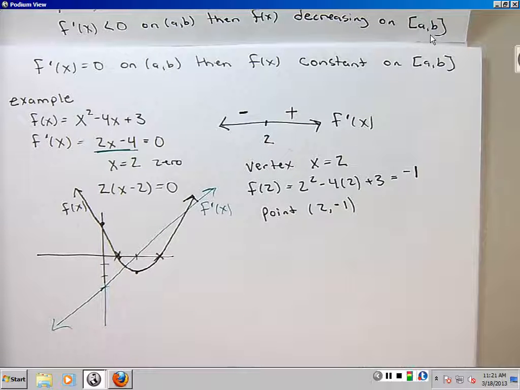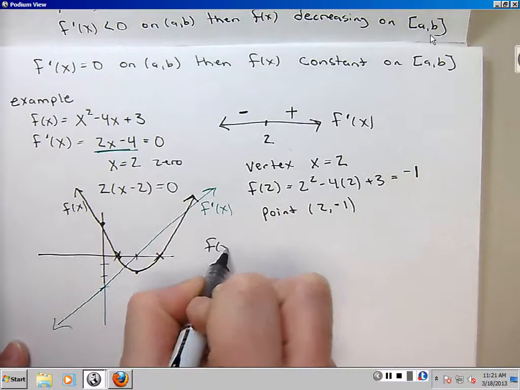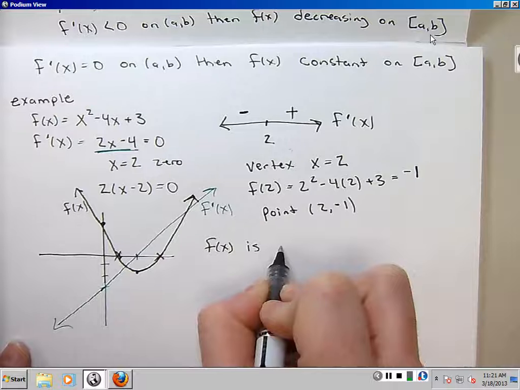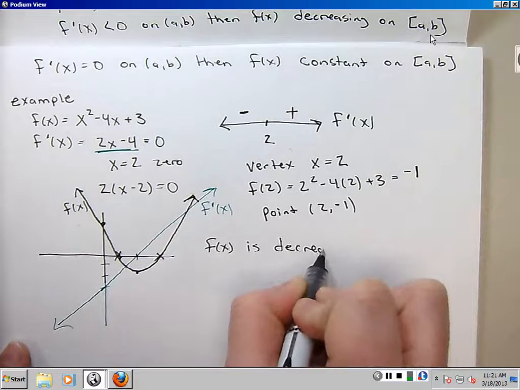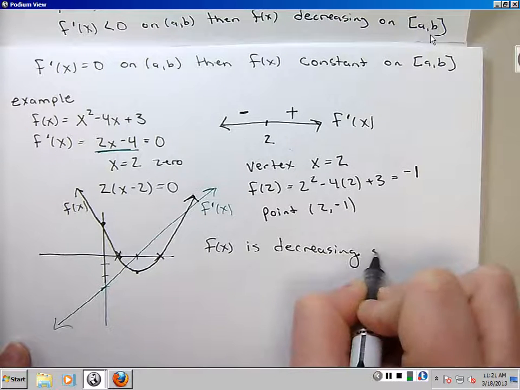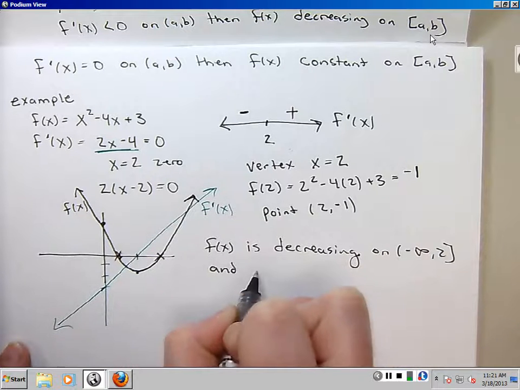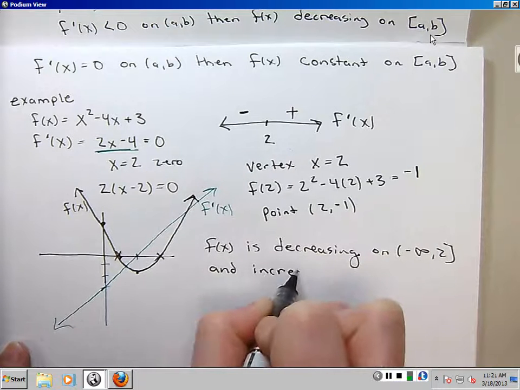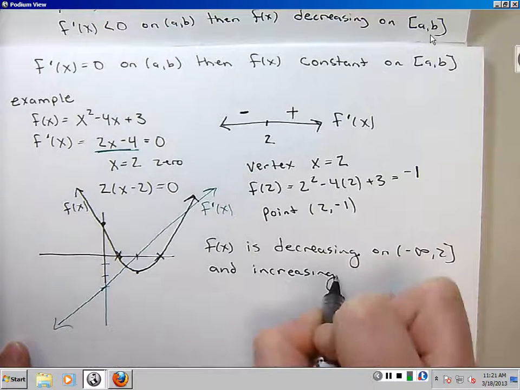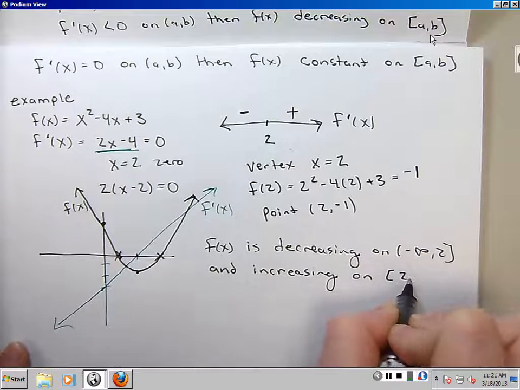So it turns out f of x is decreasing on minus infinity to 2 and increasing on 2 to infinity.